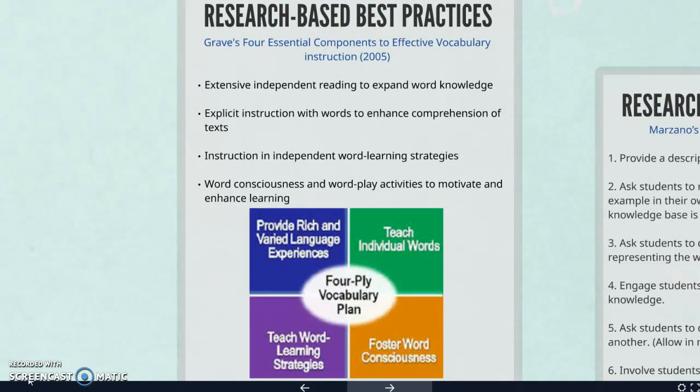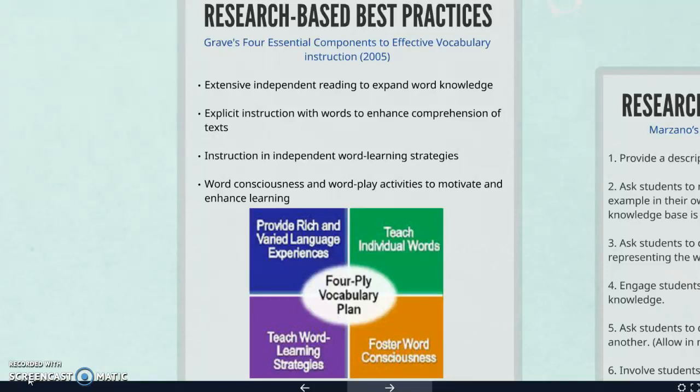Another researcher is Graves, which our textbook also refers to his work. He suggests providing extensive independent reading opportunities for students to expand their word knowledge. The more books students read, the more opportunities they will get to add vocabulary to their language. Explicit instruction with words enhances comprehension of text.